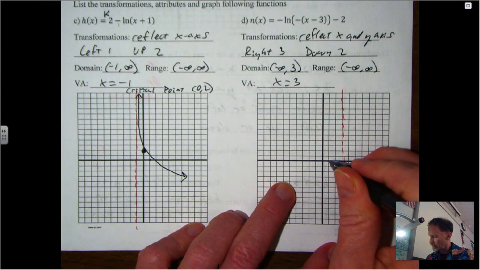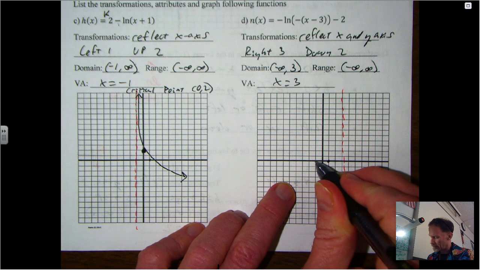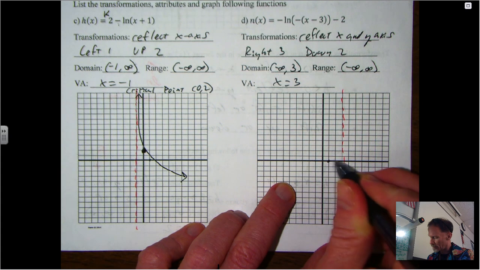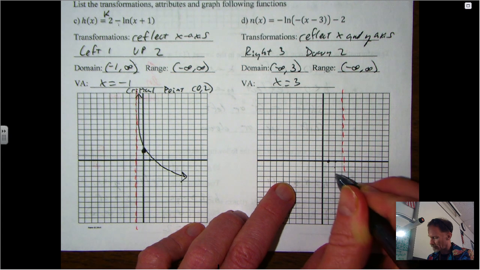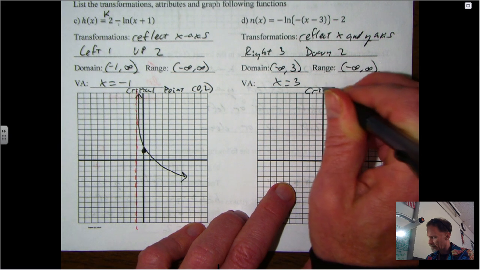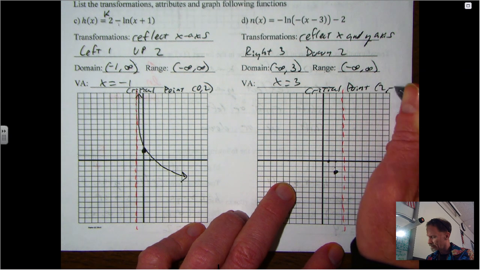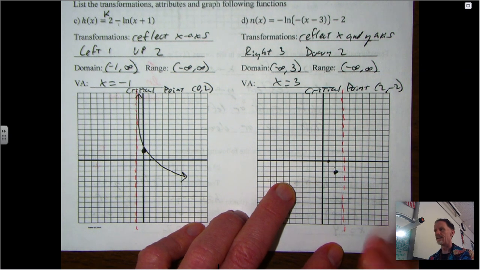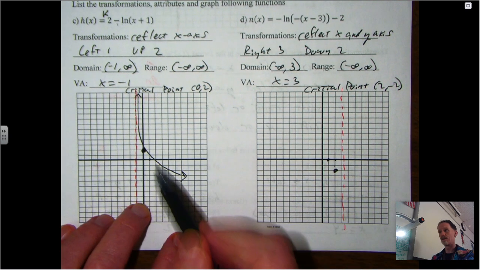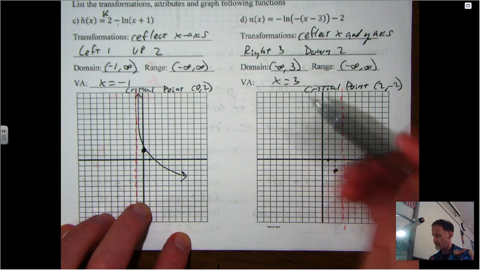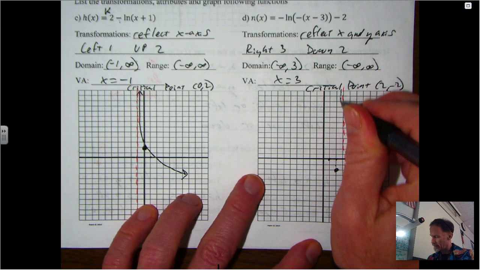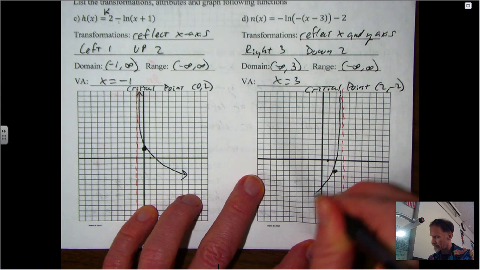Critical point starts here. Reflected, so it's going to get over to negative 1. And then right 3. 1, 2, 3. And then down 2. So my critical point is right here at 2, negative 2. And then if you think of it, again, backwards and upside down. So here's my upside down one. Now if I go backwards, so it's going to be coming down from here and then going off to the left.